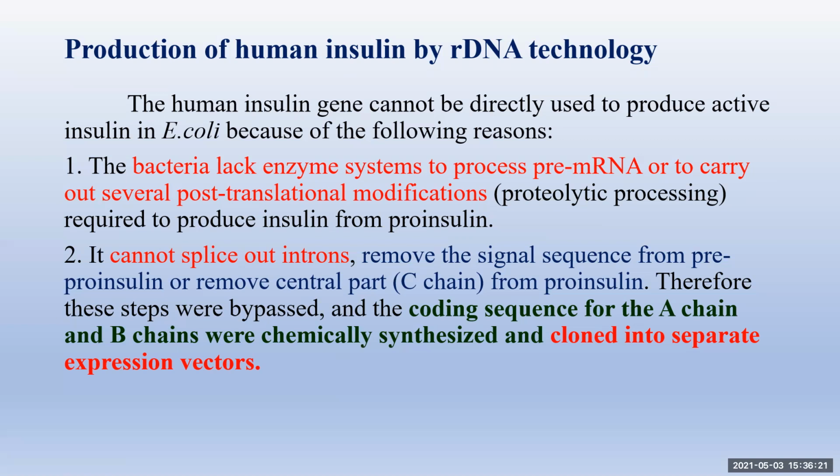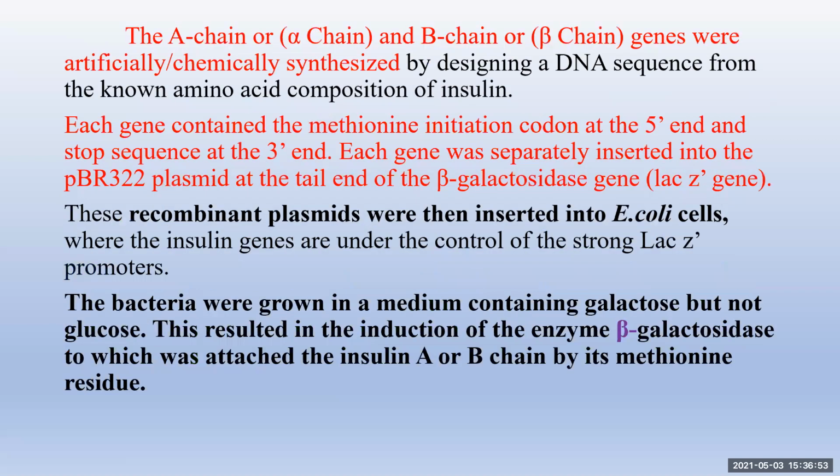Synthesizing pre-proinsulin was bypassed, and hence the coding sequences for A chain and B chain were chemically synthesized using a gene machine and cloned into separate expression vectors. That means the A chain producing gene was chemically synthesized in the gene machine, and the B chain producing gene was also chemically synthesized. The A chain gene was introduced into one vector, and the B chain gene was introduced into another expression vector.